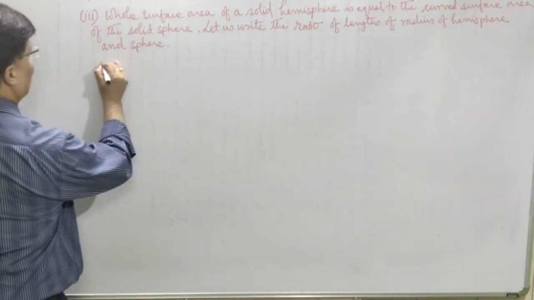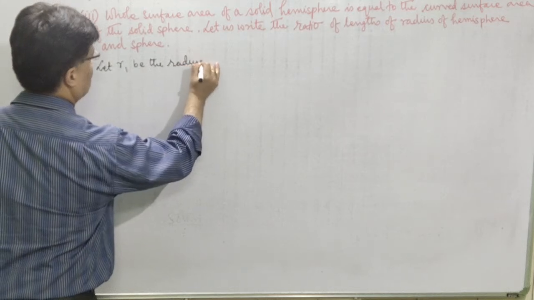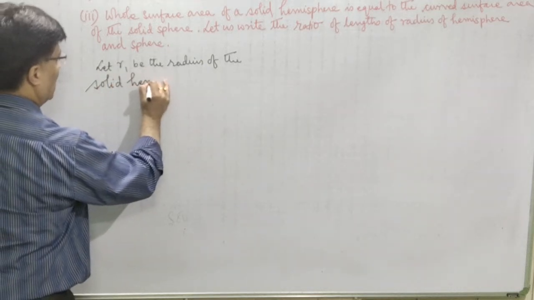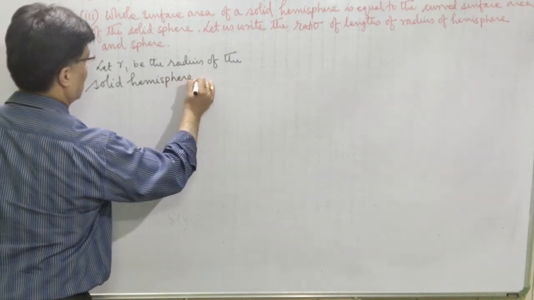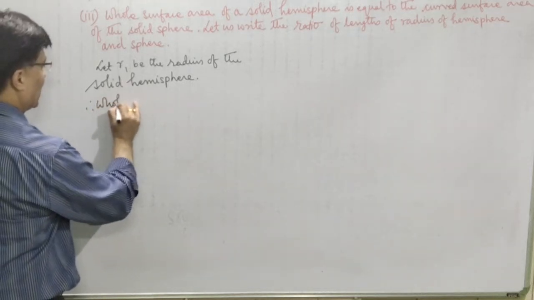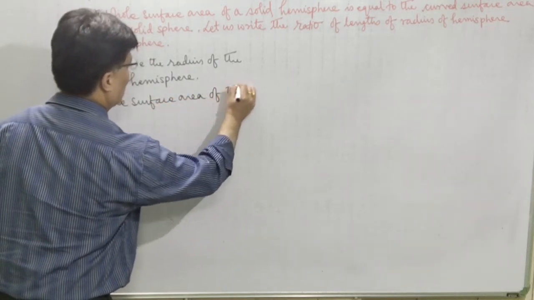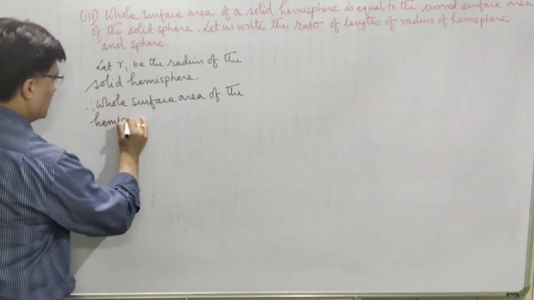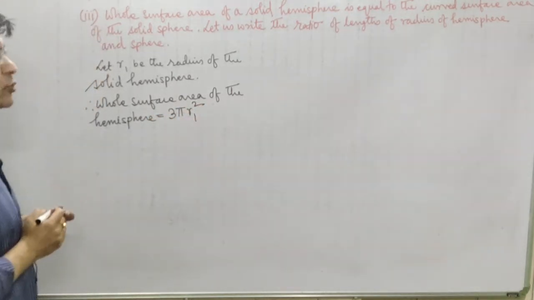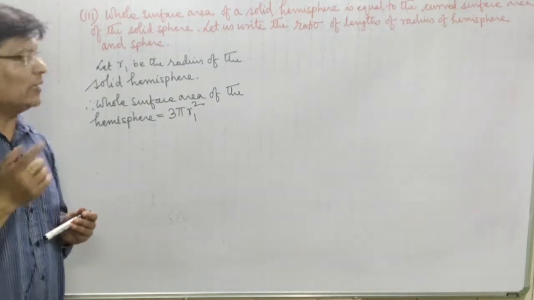Now let us assume, let R1 be the radius of the solid hemisphere. So therefore now we can write, the whole surface area of the hemisphere is equal to 3 pi r1 square. That is, whole surface area of the hemisphere is equal to 3 pi r1 square. Okay, next.